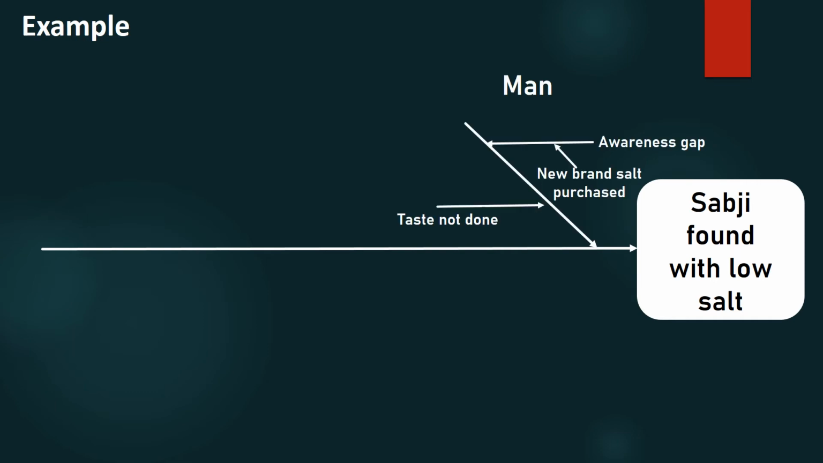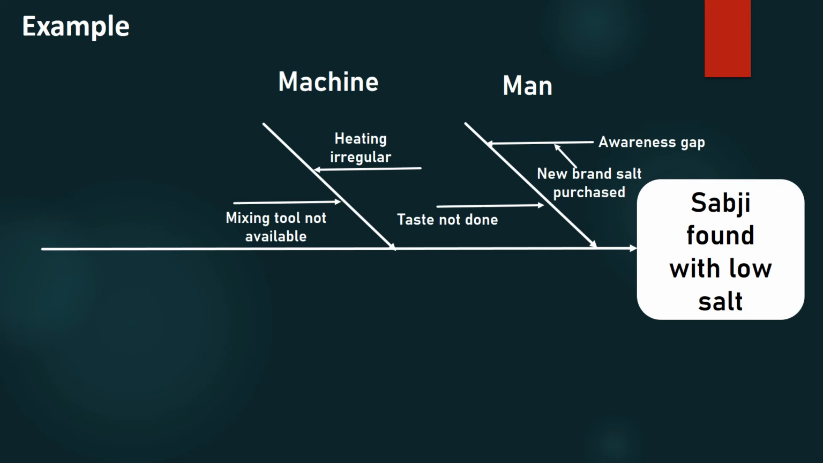First, under the category of man, one possible cause is an awareness gap, and the secondary cause for that is a new brand of salt purchased, which may give a different taste. And another is if tasting is not done at the end of the processing, that also will lead to a problem. Second, machine means the gas stove, which is used for making the sabji. Heating found irregular, that is one of the possible causes. Second, a mixing tool not available. Proper mixing has to be done during cooking. It is not that spoons are not available.